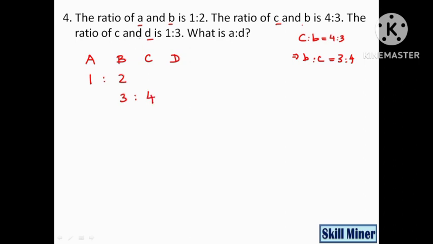Then ratio of C and D is 1 is to 3. We need to find the ratio of A is to D. For finding the ratio of A and D, this B ratio and C ratio should be equal, as in the case of the previous problem. Now I am coming to the first case, A, B, C.